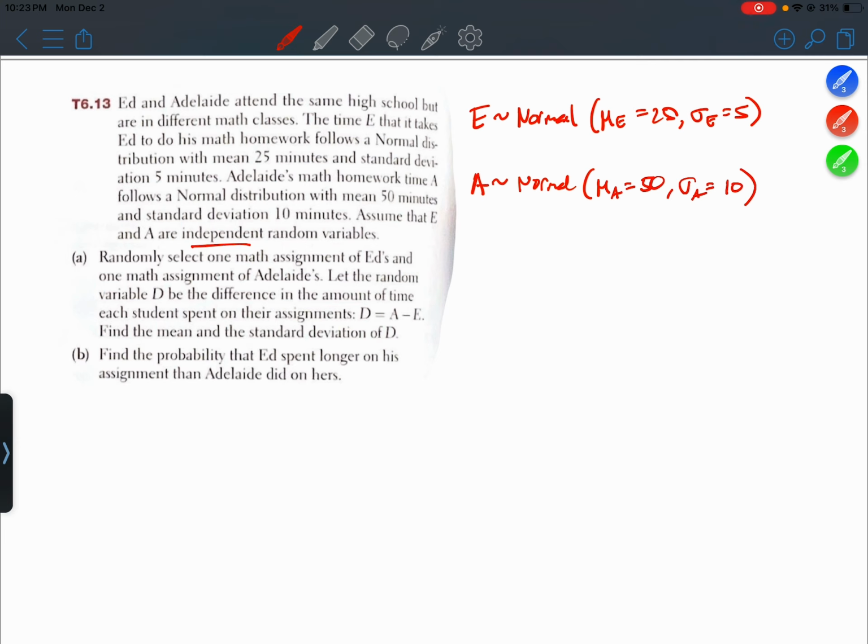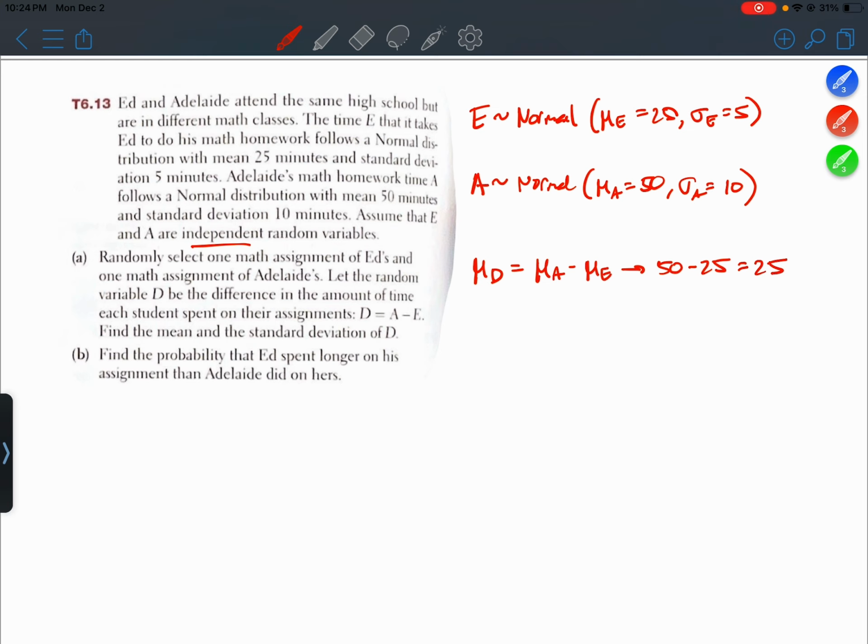Okay, so the mean of D is simply the mean of A minus the mean of E. Right? If you subtract the variables, then you subtract their means. And so this in turn becomes 50 minus 25, which is 25. On average, if you select one of Ed's assignments and one of Adelaide's assignments, we expect the difference in the time it takes them to be about 25 minutes.